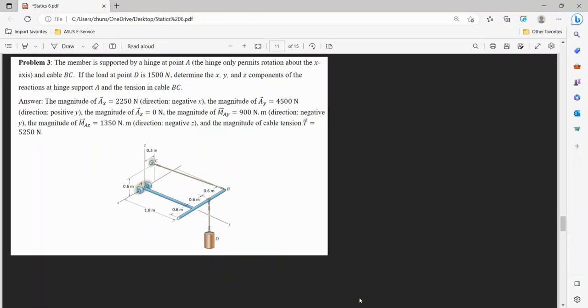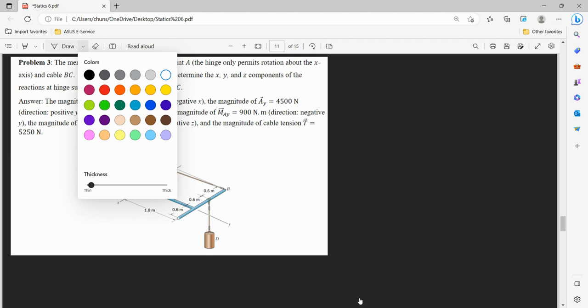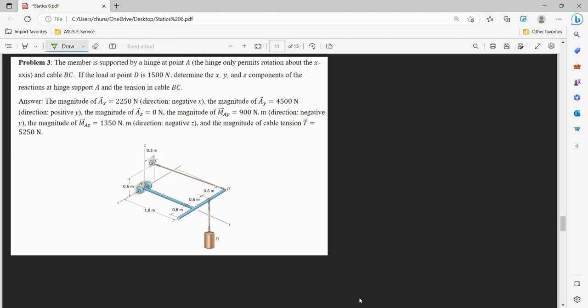In this video, we're going to run through a couple problems that relate to 3D static equilibrium of rigid bodies. So our first problem here is asking us to find the x, y, and z components of the reactions at hinge A and the tension in cable BC. Okay, so let's draw a couple things out. So tension cable BC is going to be pointing in this direction.